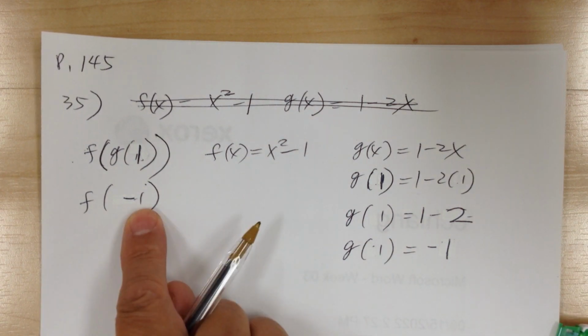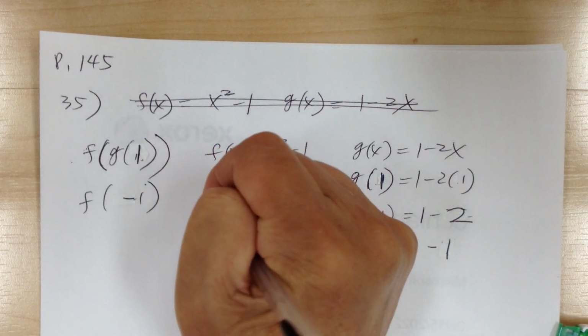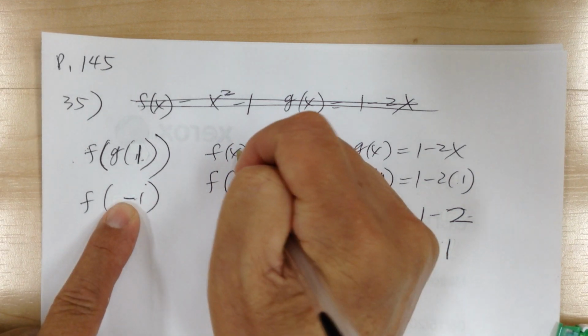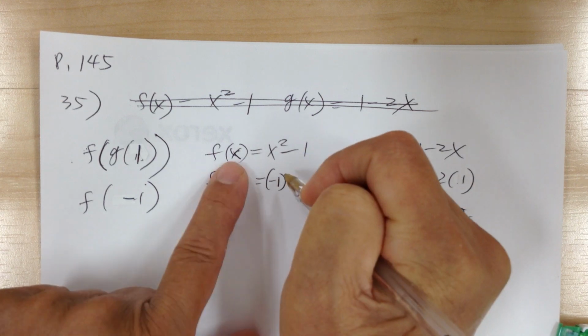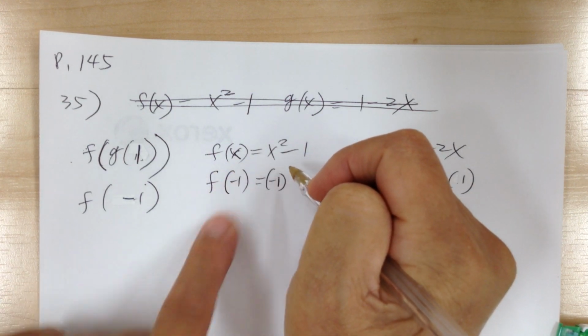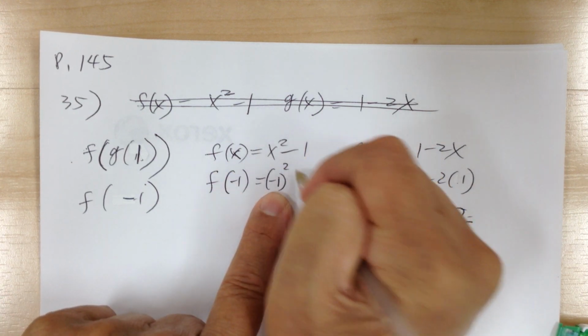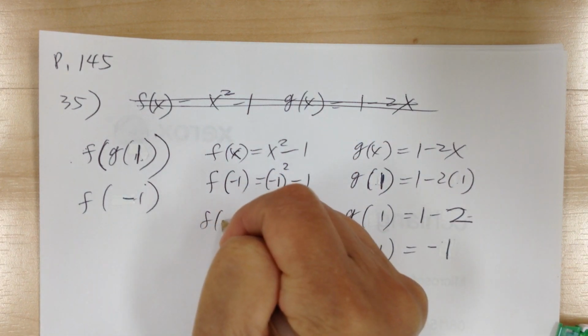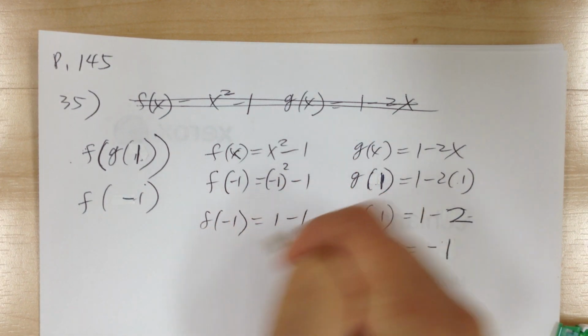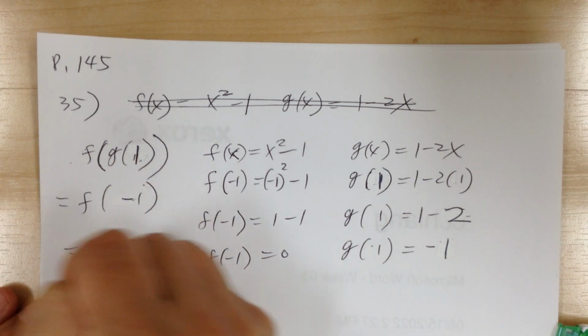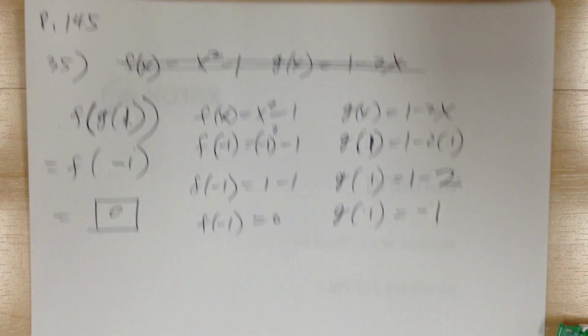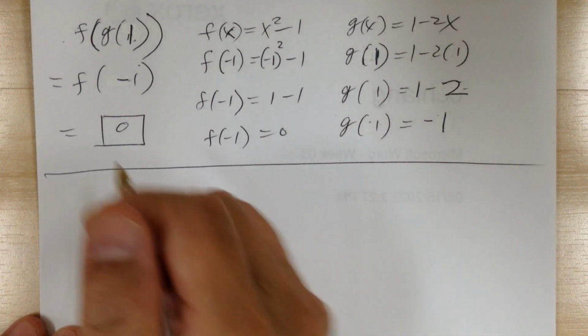Now to find f of negative 1, you have to use the f function. So use it over here. You're looking for f of negative 1, which means x becomes negative 1. Whatever you see over here is whatever you put down here, so you just substitute. So f of negative 1 equals 1 minus 1, so f of negative 1 equals 0. So this will equal 0. Now let's go into the second part.